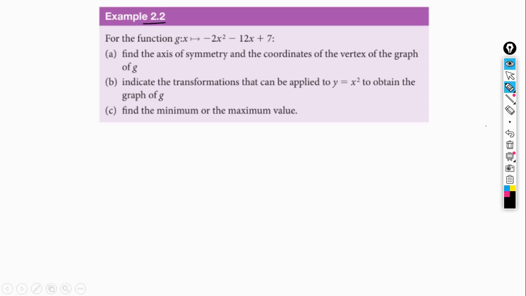And it says for the function g such that x maps, now notice that this is terminology for functions, right? X maps into minus 2x squared minus 12x plus 7. Part A, find the axis of symmetry and the coordinates of the vertex of the graph of g. So this is exactly the same as the previous example. The only thing is that here we have a difficulty, and it's this negative 2 that is multiplying x squared.